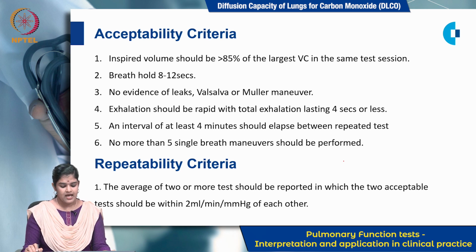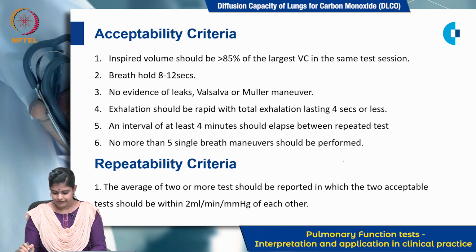Repeatability criteria: the average of 2 or more tests should be reported, in which 2 acceptable tests should be performed within 2 ml per minute per millimeters of mercury of each other.